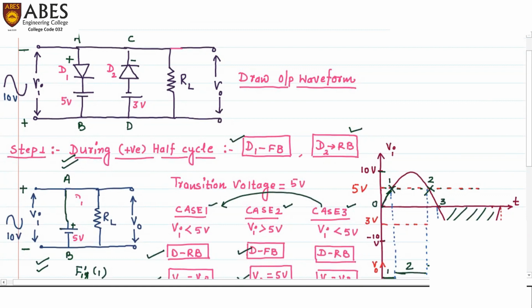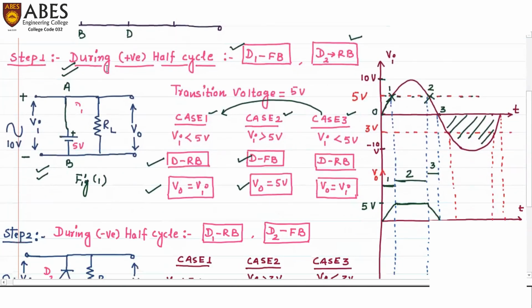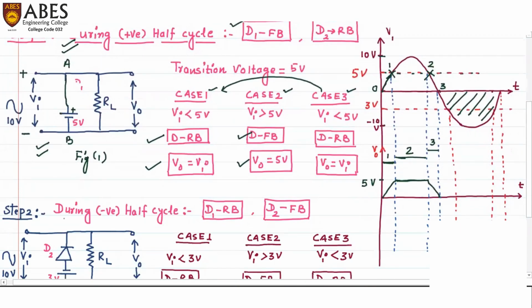Now the negative terminal of Vi is connected to the positive terminal of D1. Therefore, D1 will be reverse biased. And the negative terminal of Vi is connected to the negative terminal of diode D2. Therefore, D2 will be forward biased. So during the negative half cycle, D1 is reverse biased and D2 is forward biased. And the same I have written here.